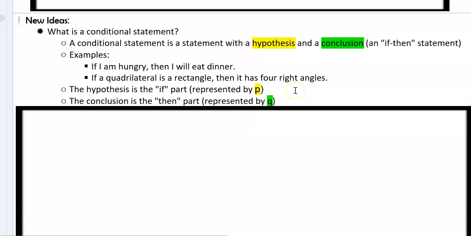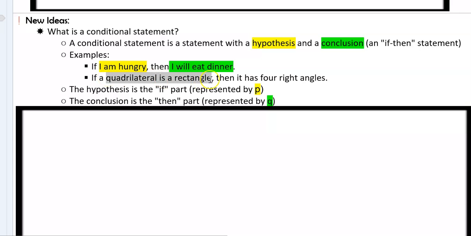The conclusion is the then part of the sentence, which is represented by a Q. So let's look at those two examples and identify the hypothesis and the conclusion. If I am hungry, then I will eat dinner. Well, this part has the if statement, so that must be my hypothesis. So the hypothesis is if I am hungry. The conclusion is the then part, so then I will eat dinner. That is going to be my conclusion.